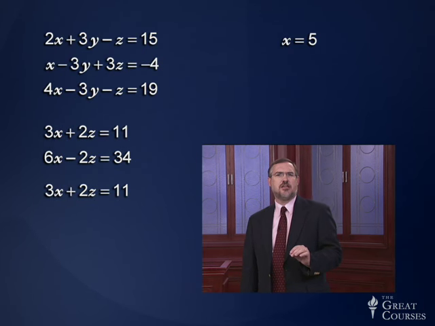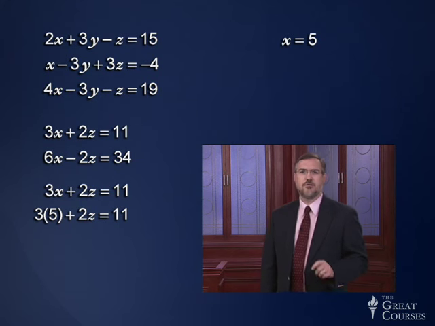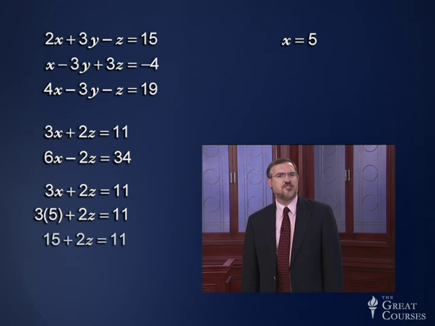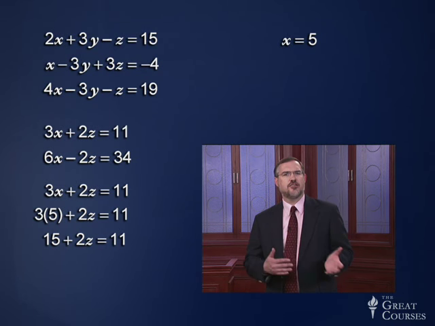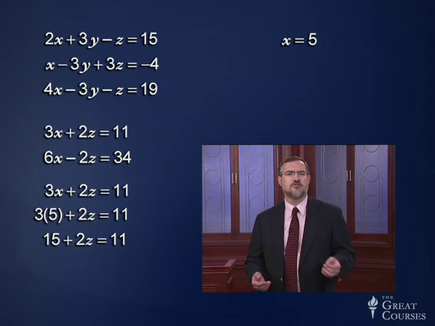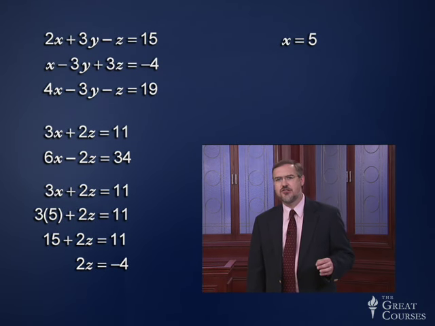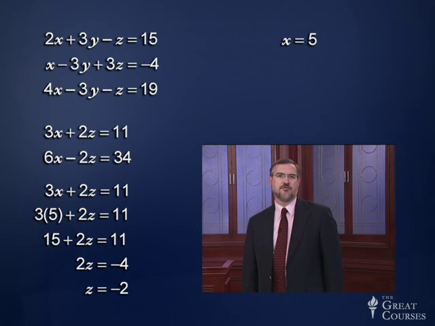3x plus 2z equals 11 becomes 3 times 5 plus 2z equals 11 because x is 5. And that's 15 plus 2z equals 11. Subtracting 15 from both sides gives me 2z equals negative 4. And dividing both sides by 2 gives me z equals negative 2.